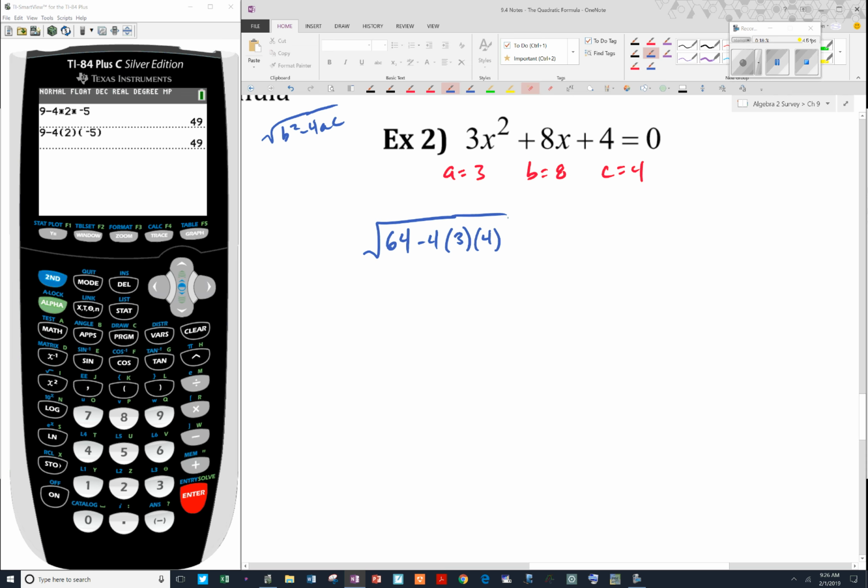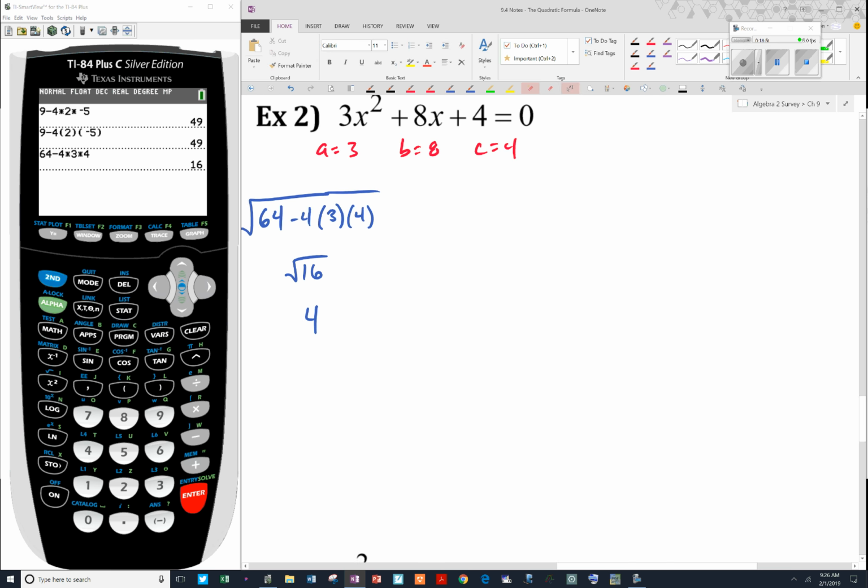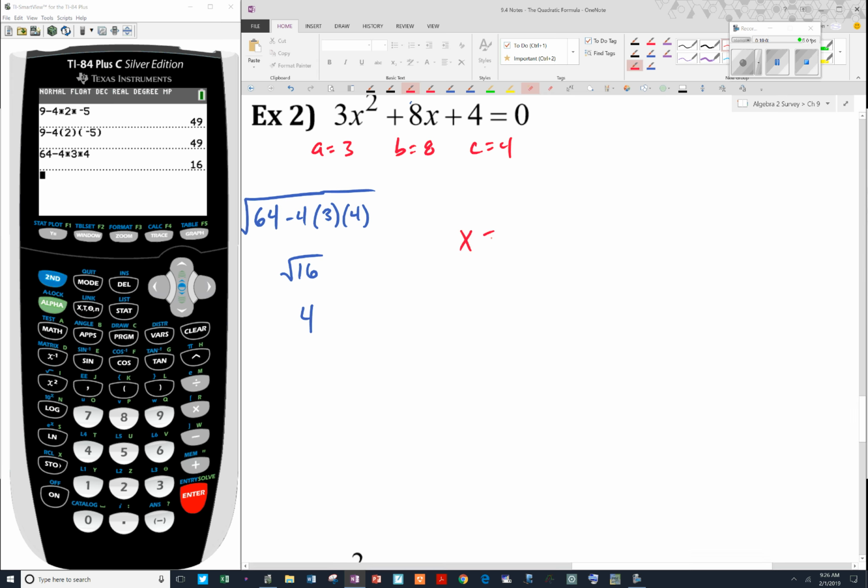All right, let's just plug this in and see what we get here. So we got 64 minus 4 times 3 times 4. 16. So this becomes square root of 16. Square root of 16 is 4. I think we had that pop up before. All right, so let's put that into the quadratic formula now. Here's the quadratic formula. X is going to equal. All right, help me out again. What goes first here? Negative 8, negative b, so negative 8.